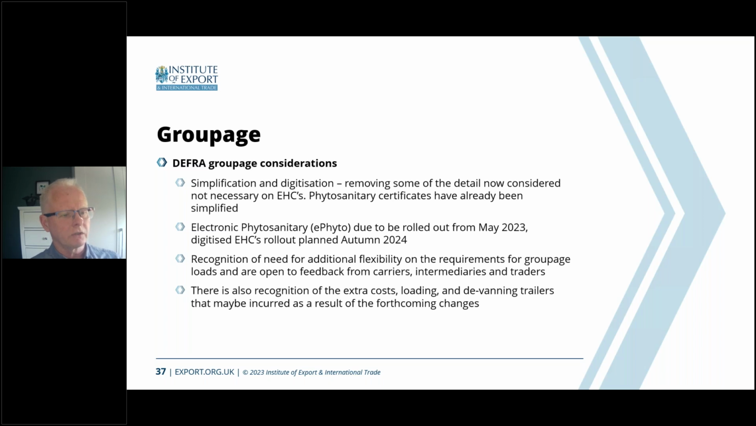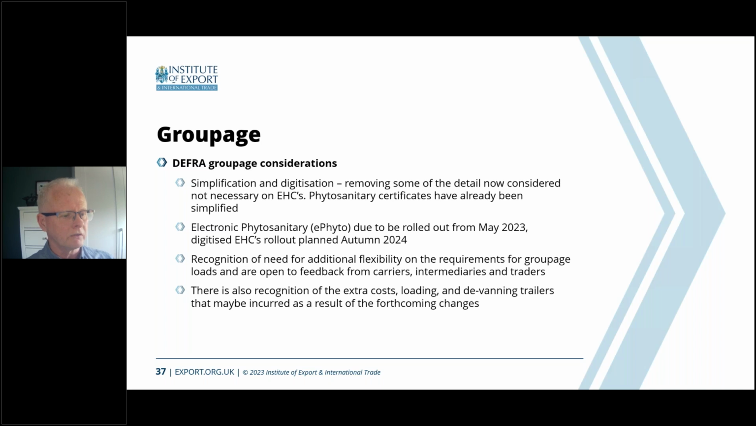There is a recognition of the need for additional flexibility on these requirements for groupage loads. Although we've had official feedback from government agencies, and the questions have been considered and studied, they are still very much open. They stress that they're very much open to feedback from carriers, intermediaries, and traders. Anybody in the supply chains coming into the UK, they are very interested in feedback on what can be done to assist, particularly with the groupage side of things.